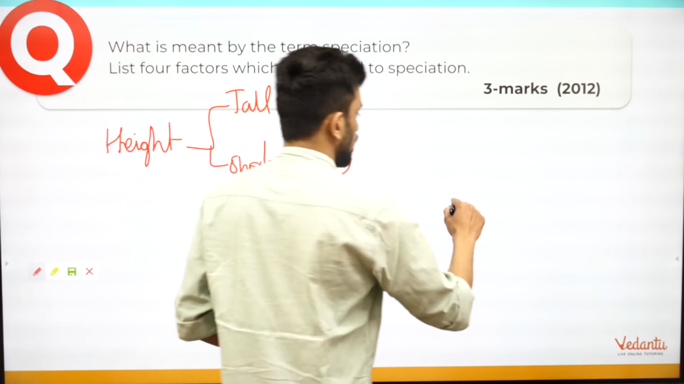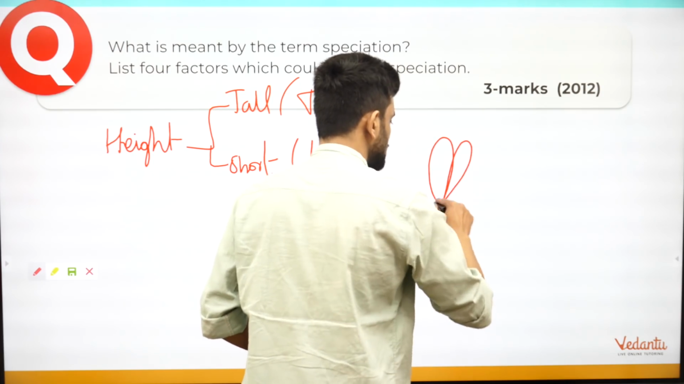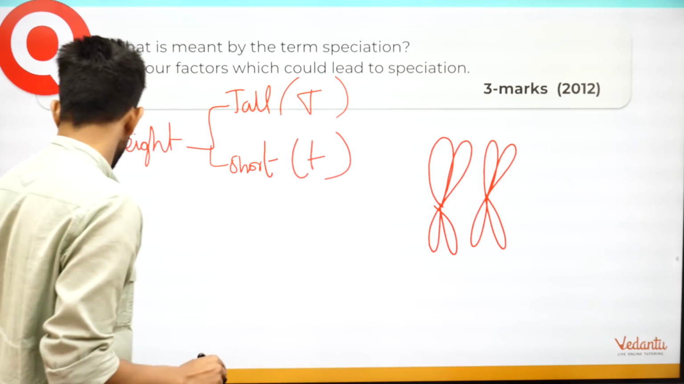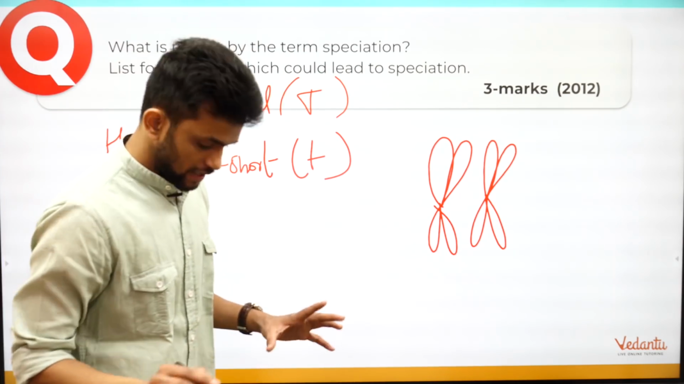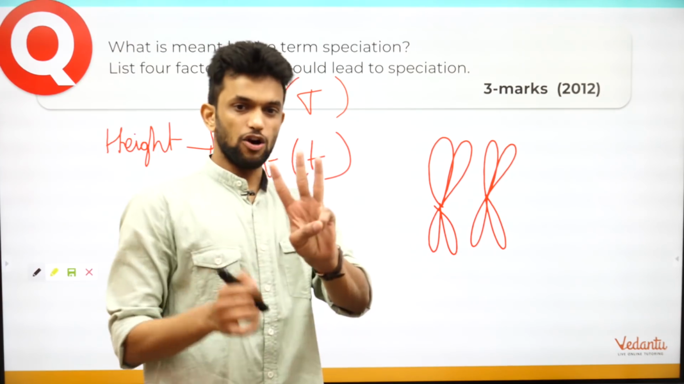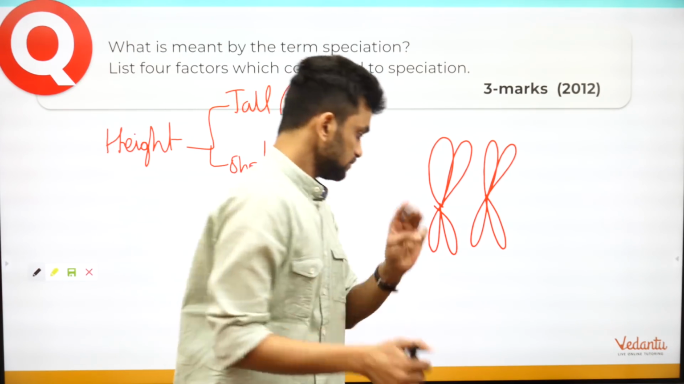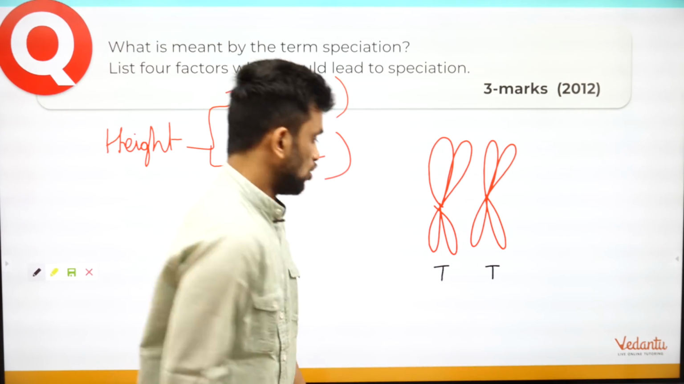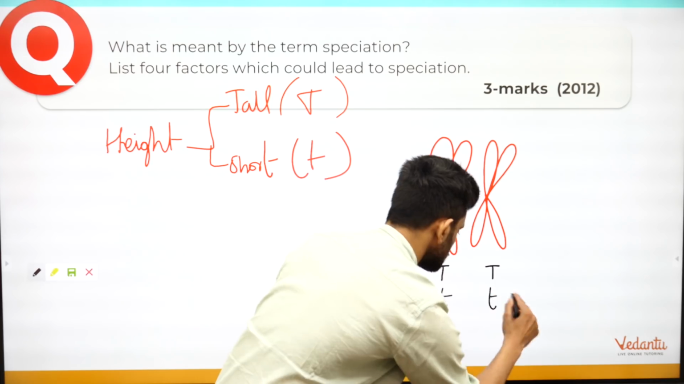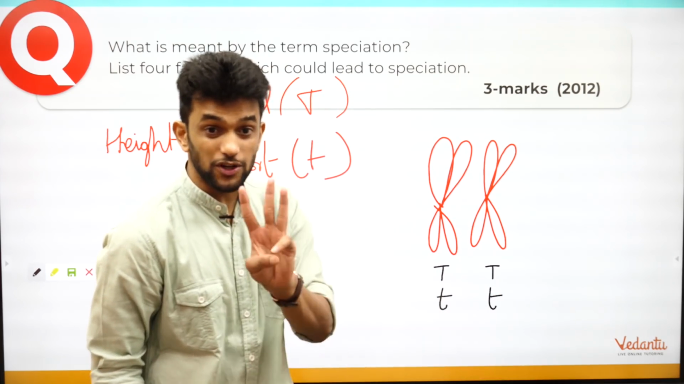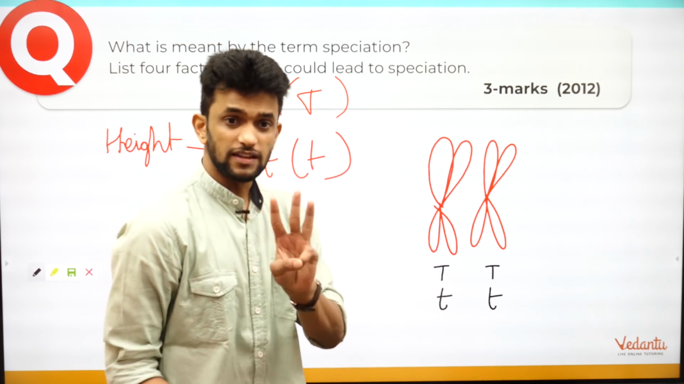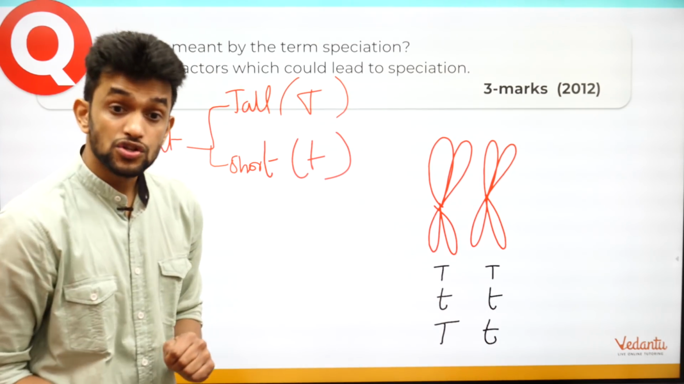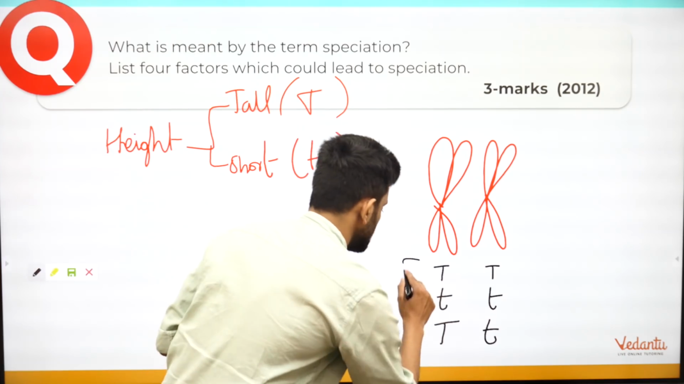Okay, now at the time of cell division, chromosomes are formed. The chromosome must have alleles. Now there are three combinations possible. Either both could be tall or both could be small allele, or what's the third possibility, people? Yes, what's the third possibility? It could be tall and short.